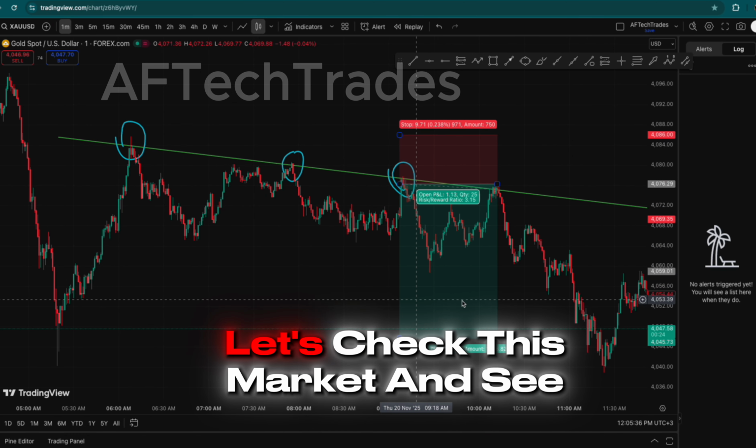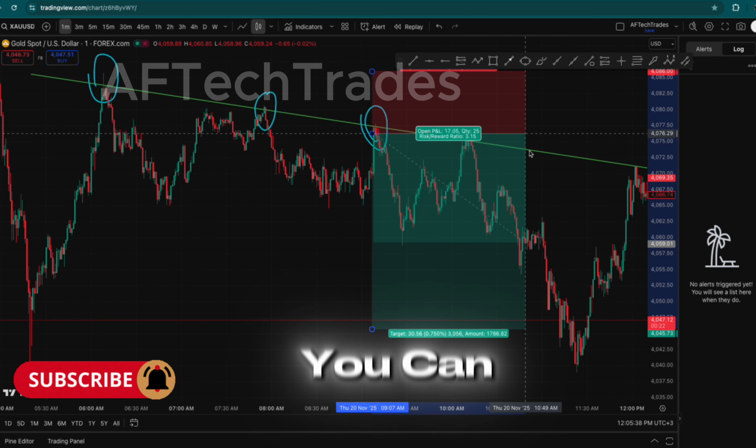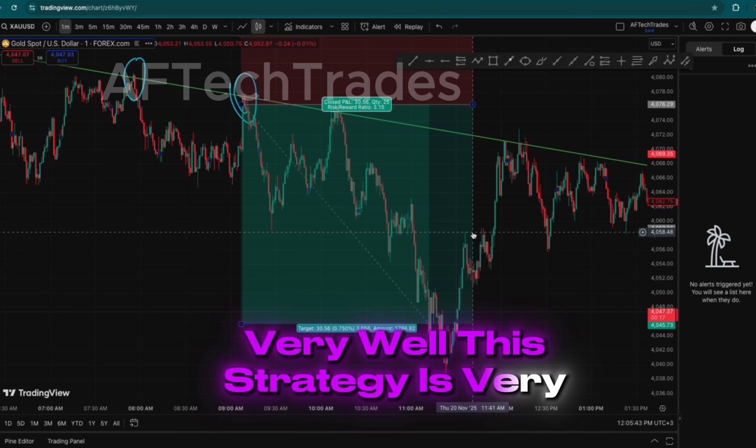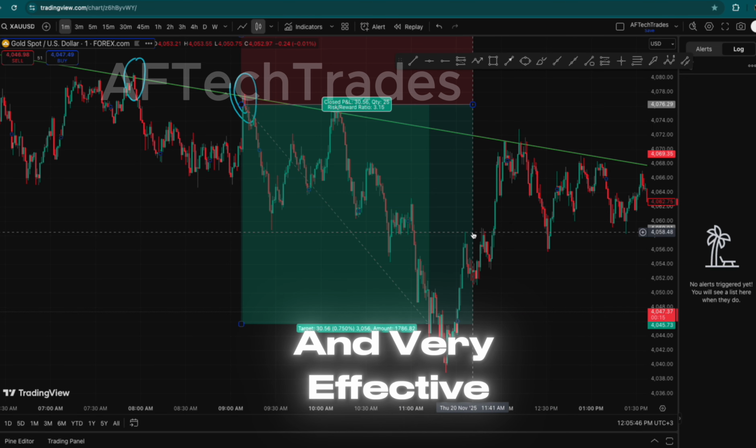So now let's check this market and see how it plays out. You can see this market plays out very, very well. This strategy is very simple and very effective.